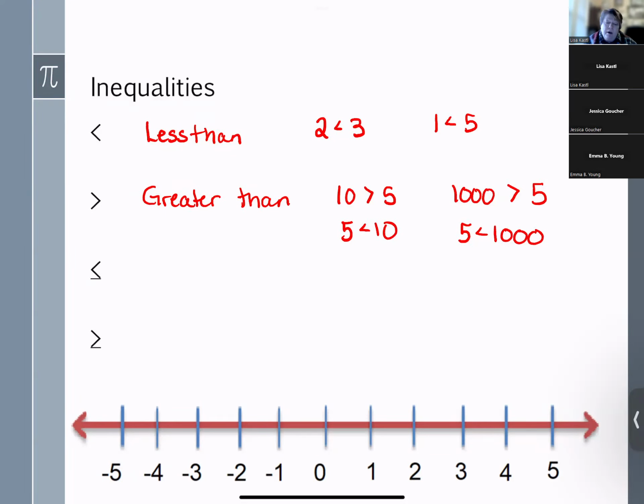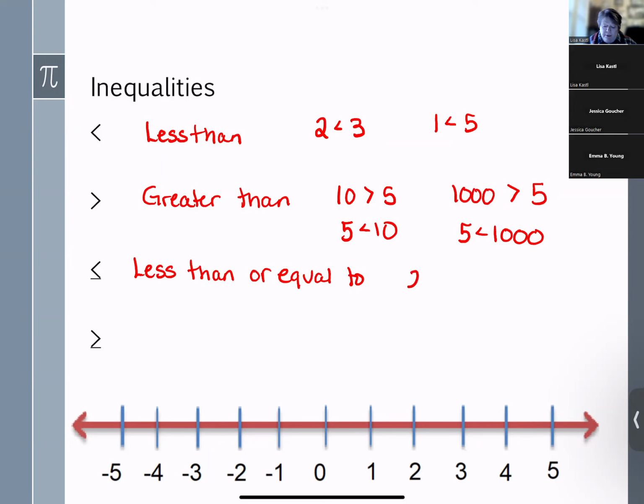Now, if we put a bar underneath it, that includes equality. So this means less than or equal to. And there are instances in algebra when we care if something's less than something else, or is it equal to something else? And that's what that means. It's less than or it's equal to.